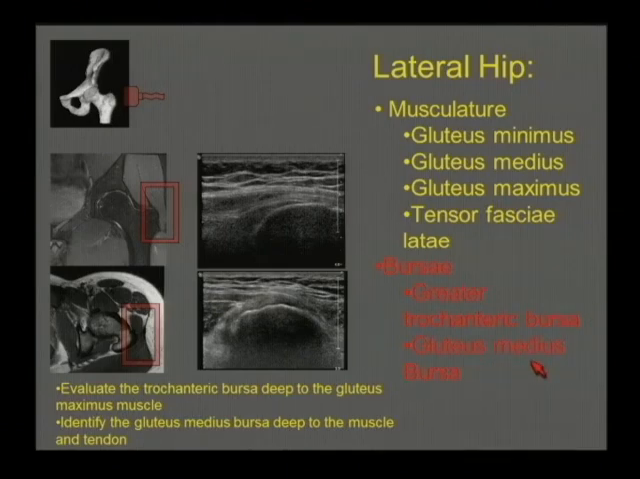Gluteus medius bursa is another area that we sometimes inject, deep to the gluteus medius tendon itself, where that can rub over the bone of the greater trochanter.